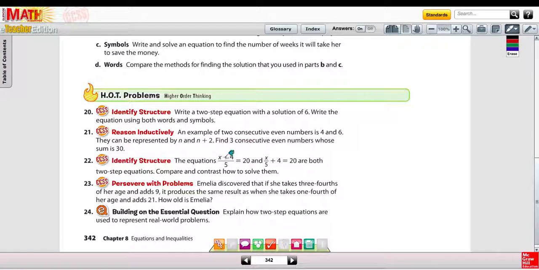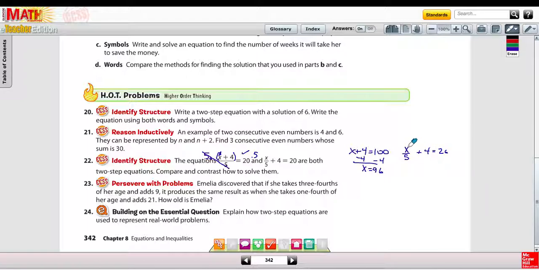Notice that in this first one we have this whole numerator divided by 5, and so we're going to multiply by 5 first to get rid of that 5, as long as we multiply by 5 on the right. What we're left with then is x plus 4 equals 100. Minus 4 minus 4, x equals 96. And let's just double check that. Let's put 96 back in for x. 96 plus 4 is 100. 100 divided by 5 is 20. That checks out.